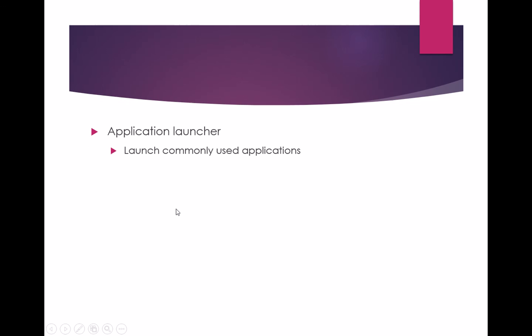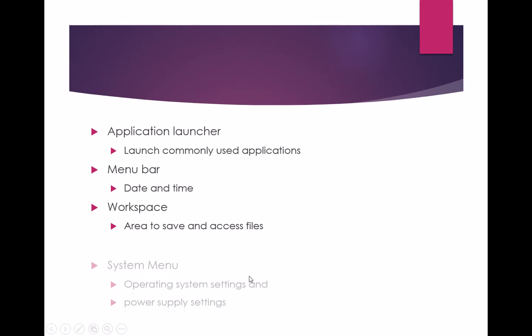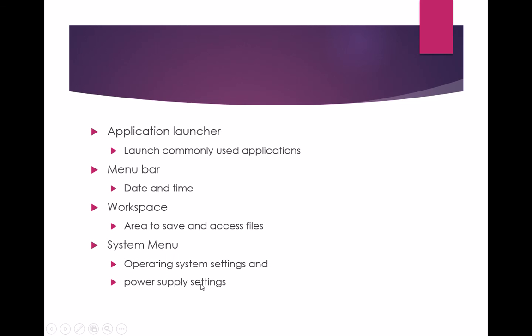Now just check the knowledge what we learned up till now. Launch commonly used applications from application launcher. Date and time available on menu bar. Area to save and access files is called workspace. Operating system settings and power supply settings are available in system menu.